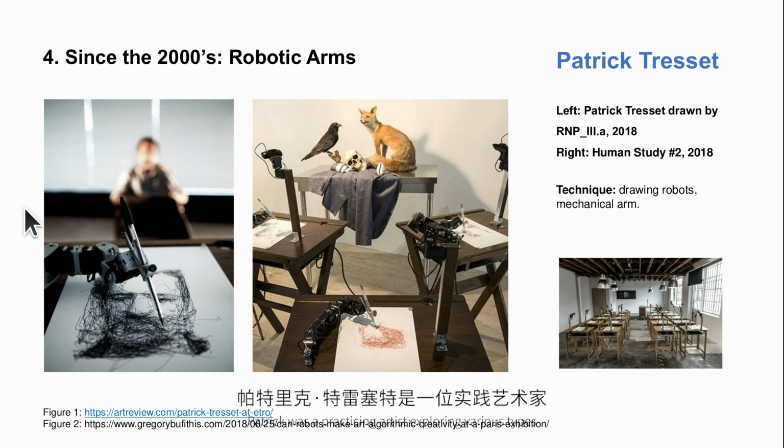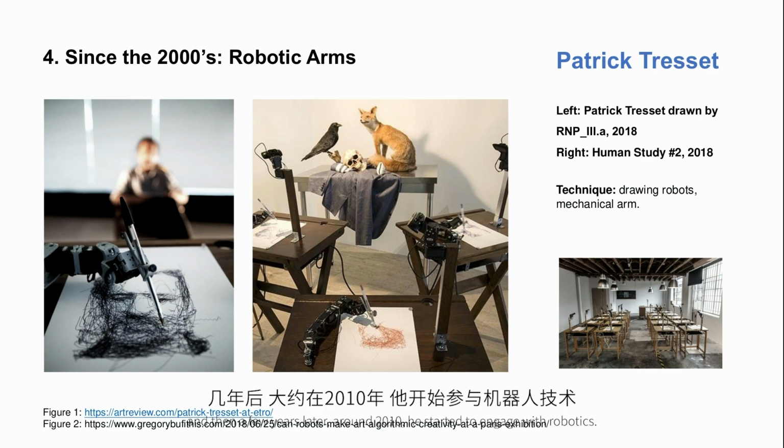Patrick was a practicing artist, exploring various types of styles in painting, in drawing, abstract, photorealistic type as well, portraiture. And in the mid-2000s, late 2000s, he came to London. He was at Goldsmiths. We worked together. And he started to explore the potential of software. And then a few years later, around 2010, he started to engage with robotics.